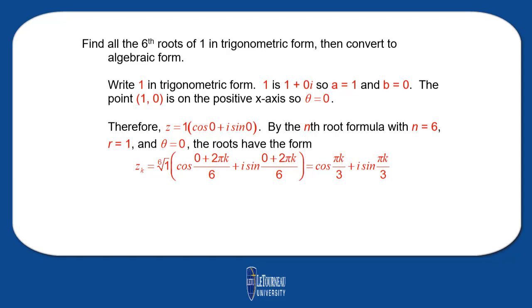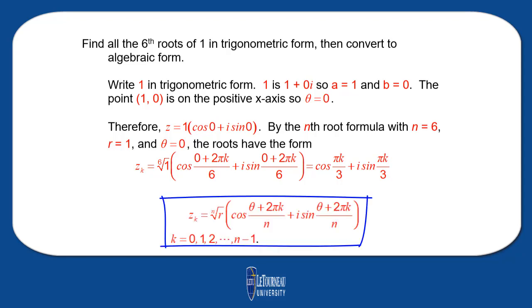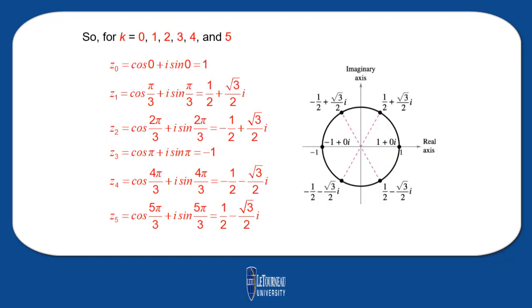First, write 1 in trigonometric form. 1 is 1 plus 0i, so a equals 1, b equals 0. The point (1, 0) is on the positive x-axis, so theta equals 0. Therefore, z equals 1 times cosine 0 plus i sine 0. In the nth root formula, n equals 6, so r equals 1, theta equals 0. The roots have this form down here. Do you see the 2 pi k coming in?